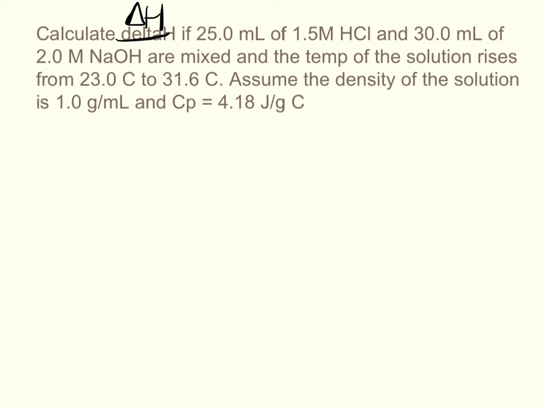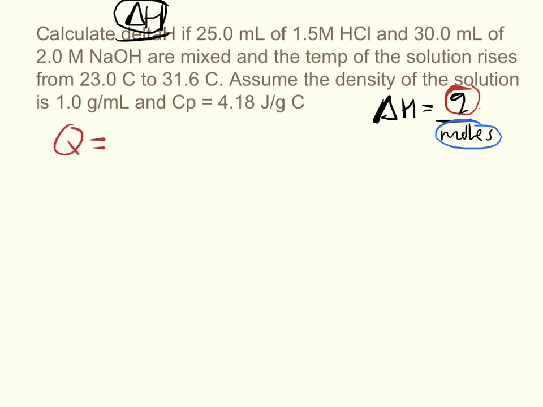Okay. Well, we're trying to find delta H. If we remember, the delta H of formation is going to be equal to Q over the number of moles. So in order to figure out delta H, we need to know 2 things. We need to know the amount of heat, Q, involved in this reaction, and we need to know the number of moles of product made in this reaction. Well, let's figure out Q first.